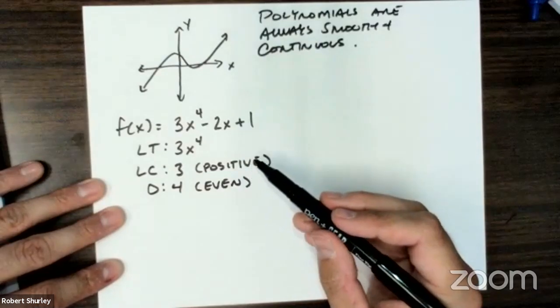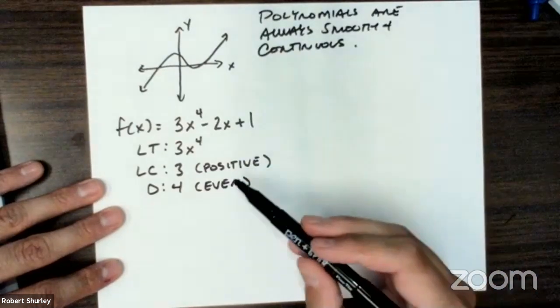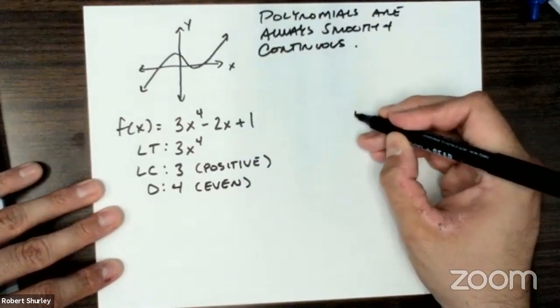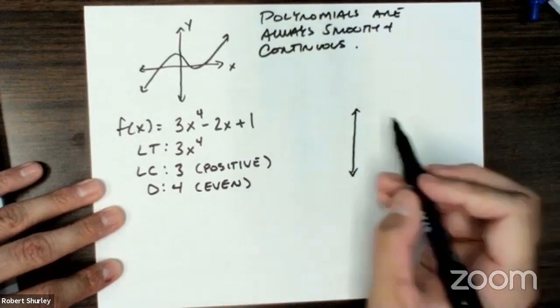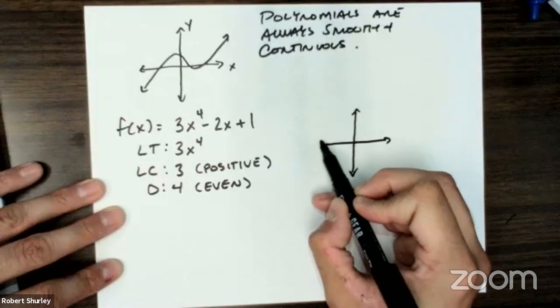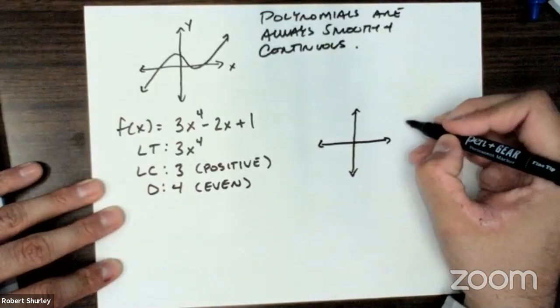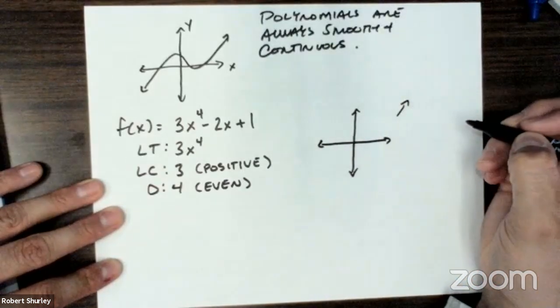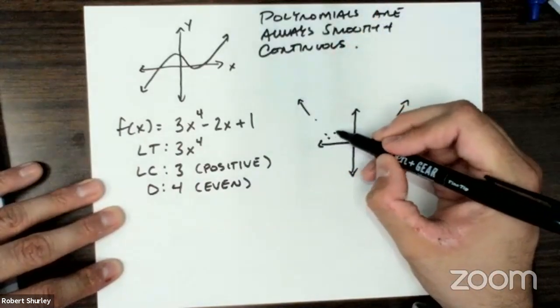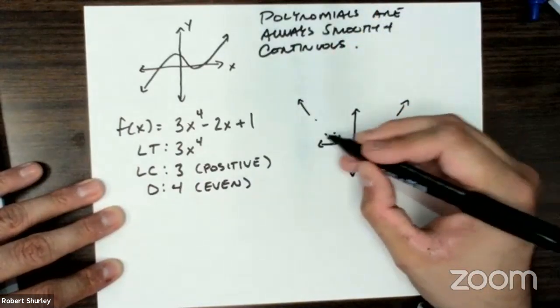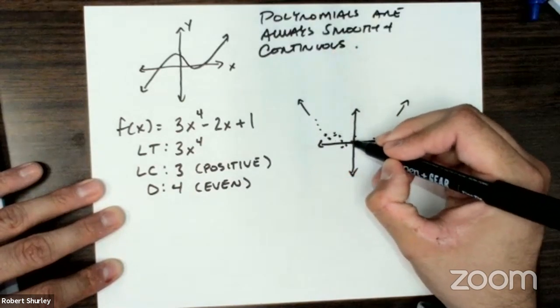We've got a positive leading coefficient, and we have an even degree. And what happens when we have a positive leading coefficient and even degree? The end behavior to the right is always going to go up, and to the left, it's always going to go up. Now, something happens in between. I'm going to just draw dotted lines. I don't know what happens in between.